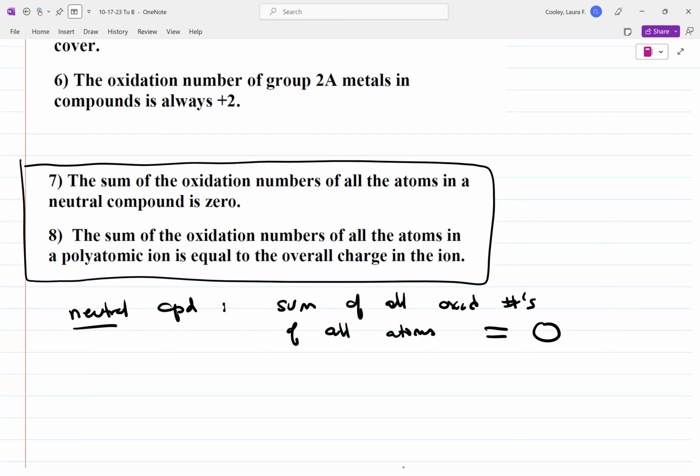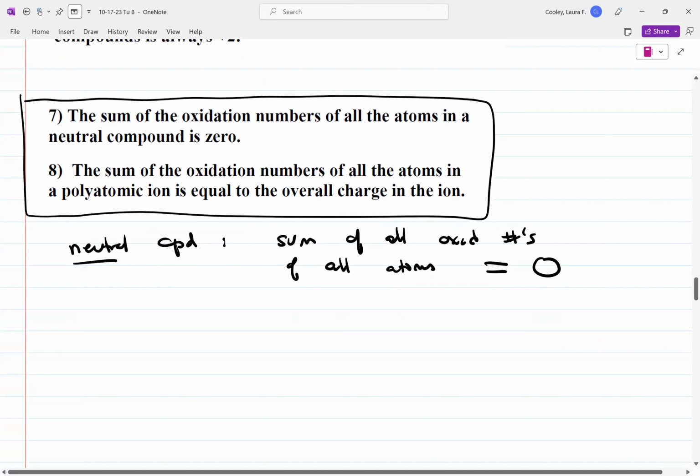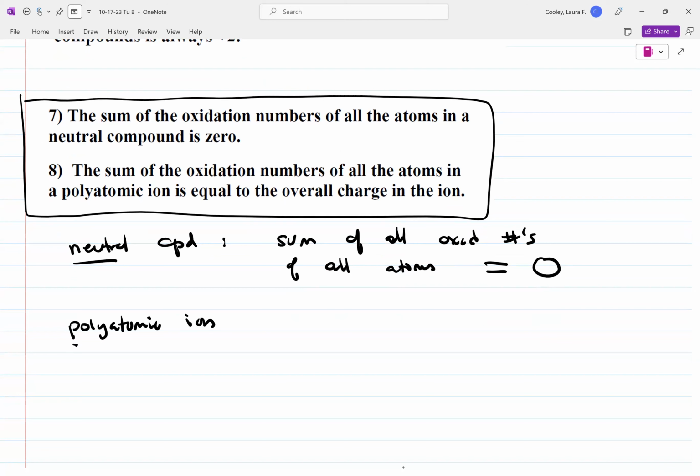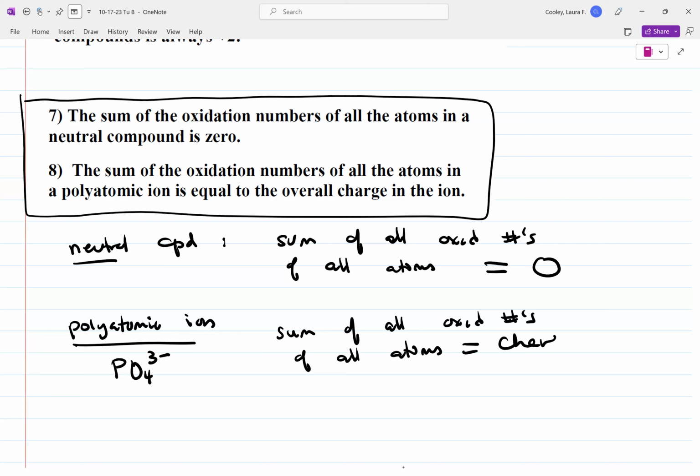I'm going to show you how to do this. For a polyatomic ion, for example phosphate, the sum of all the oxidation numbers of all the atoms equals the charge on the ion. So for phosphate, it would be -3. This sounds a lot harder than it is in practice, so let me show you.